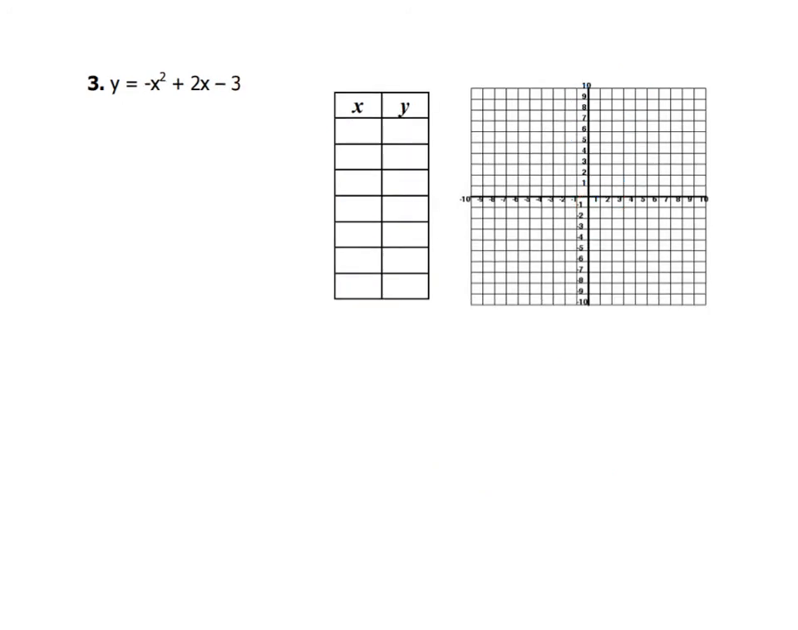All right, one more. You go to Desmos, you do this one all by yourself, put in the equation, put in the table, put in the graph, find the number of solutions, or these solutions if there is a solution, and then turn the video back on to check your work.